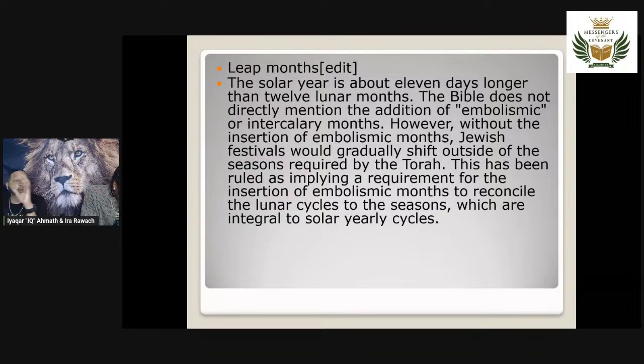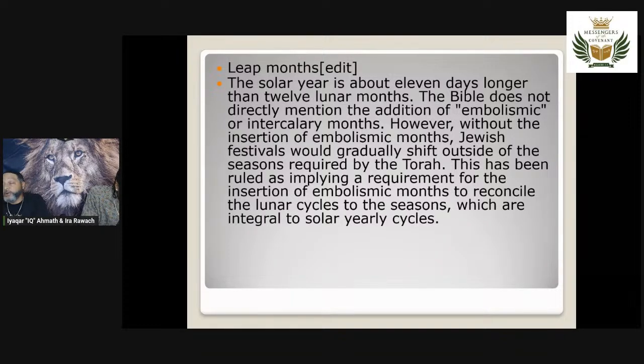Okay, so if we add together both, because we're doing sun and moon, the moon gives us the months, the sun is giving us a year count. So add 354 plus 365, and what do you get? 719.